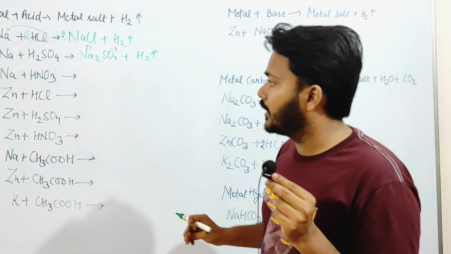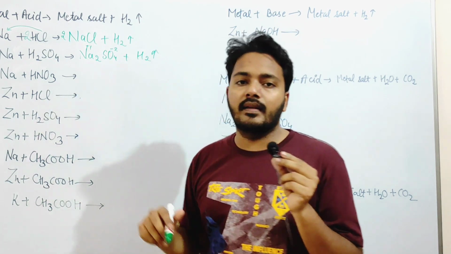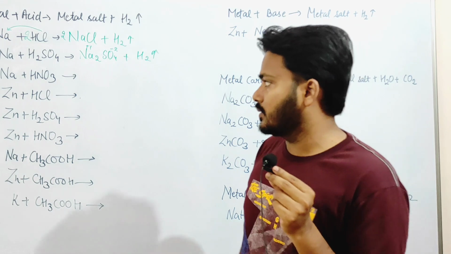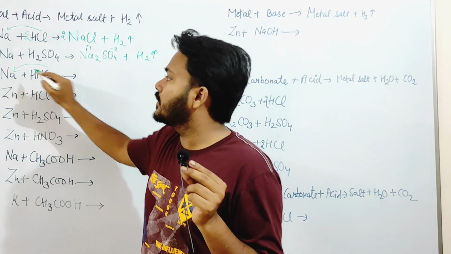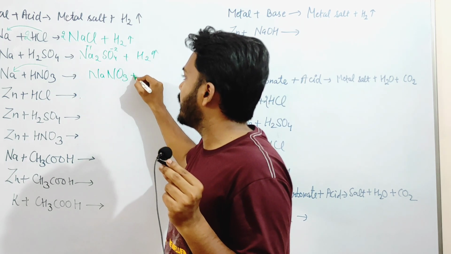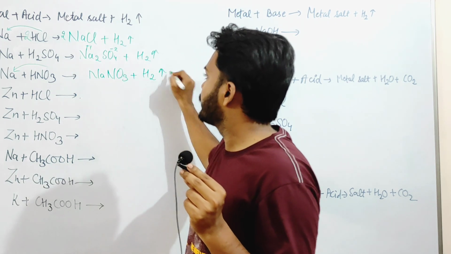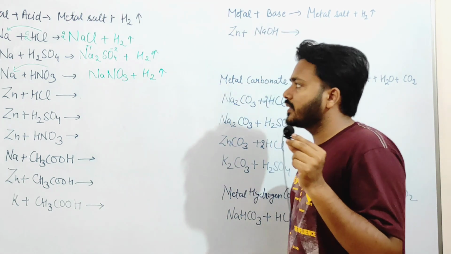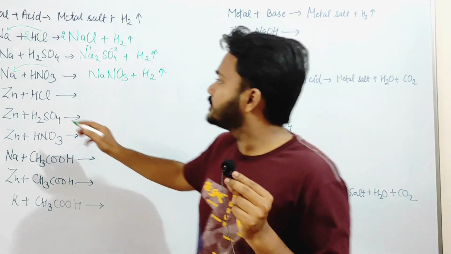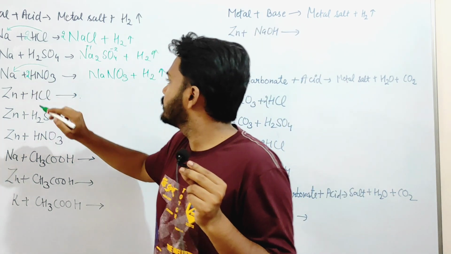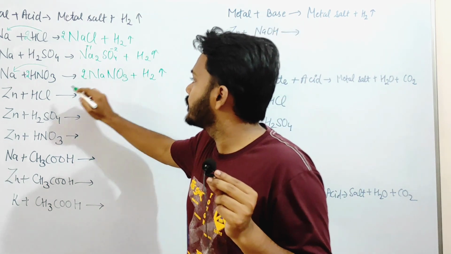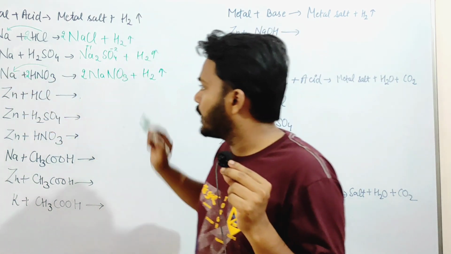In the third equation we have sodium with nitric acid. Nitric acid is also a good example of a strong acid that is very corrosive in nature. We combine nitrate with the sodium. Products are sodium nitrate and hydrogen gas. This upward arrow represents the evolution of gas there. So balance it. Now it is balanced.